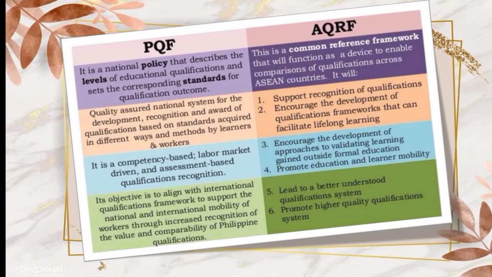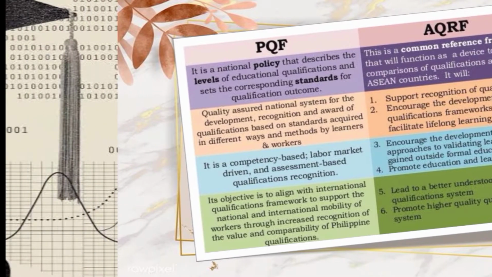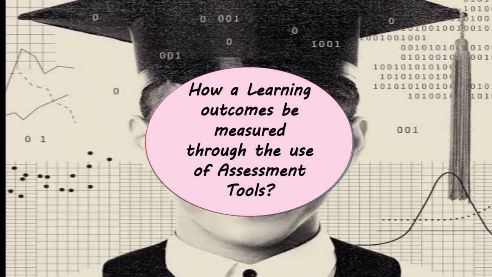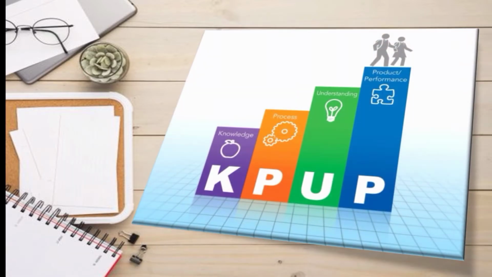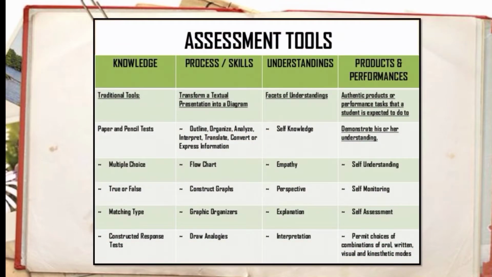So here is how PQF and AQRF compare. Okay, now, how can learning outcomes be measured through the use of assessment tools? So now we will have the assessment tools, but before we know the different assessment tools, we will have the KPUP first, the knowledge, process, understanding, product, or performance. So here are the assessment tools.